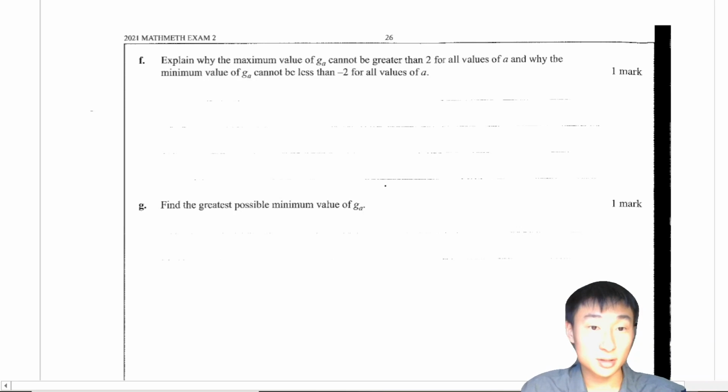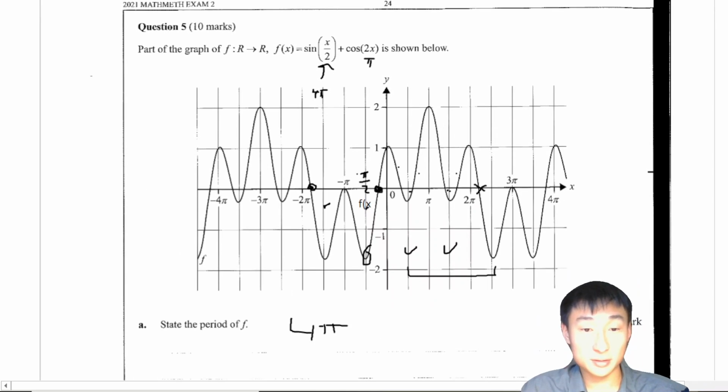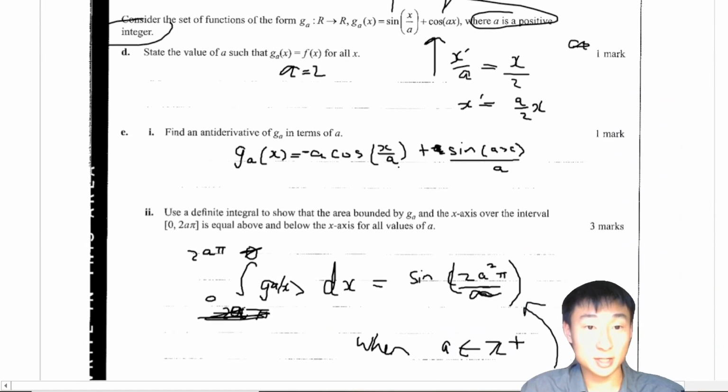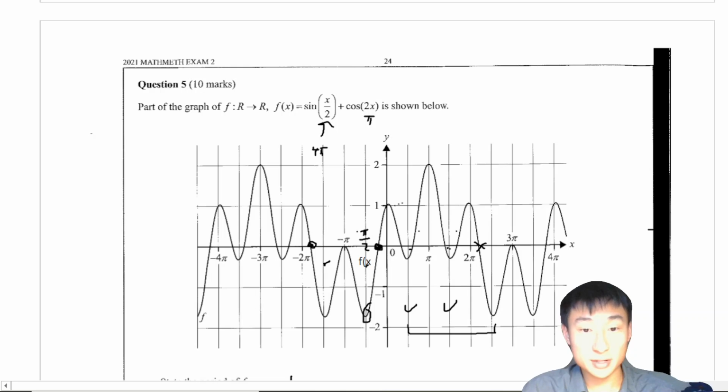Explain why the maximum value of GA cannot be greater than 2 for all values of A, and why the minimum value cannot be less than negative 2. Okay, so that's essentially the same thing. It can't be greater than 2 because the greatest value occurs at, like, if we take a sine graph, the greatest value won't occur.